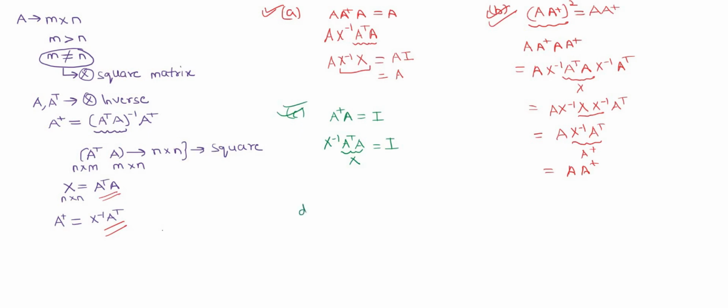Now we are only left with option D. In option D it is given that A plus A is equal to A plus. Now we have already proved that A plus A is equal to A, so option D is wrong. So option D is the false relation.